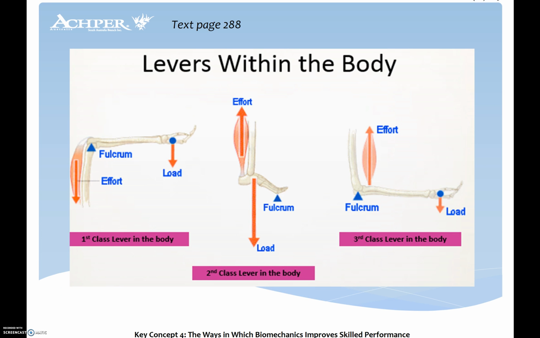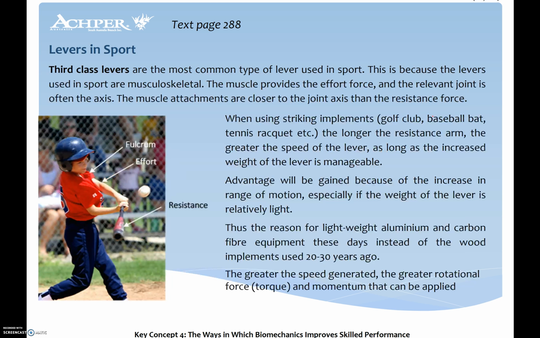We can see here the first class lever within the body, or if we have our first or second, generally we're working with our arms, if we're pushing up and against. But we want to remember that third class levers in most sports generally come from within the body. If we have levers in sport, our third class levers are the most common type of lever used. This is because the levers used in sport are musculoskeletal, so this often provides the effort force, and the relevant joint is often the axis.